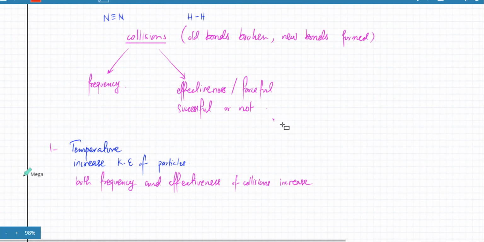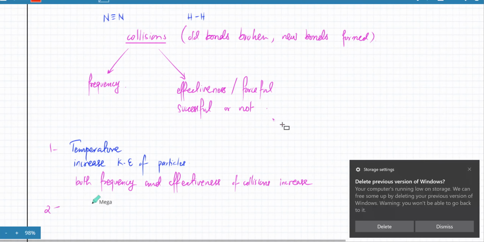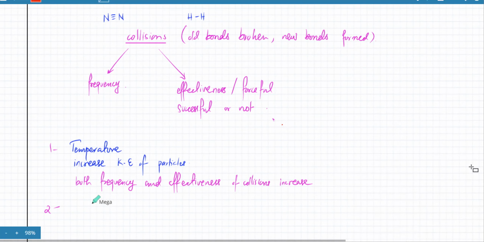And then you have point number two. What's the other factor? Pressure. The other factor is pressure. Will it affect the rate of the reaction if it's a solid or a liquid or an aqueous solution? No. So pressure is only for gases because only they are compressible.